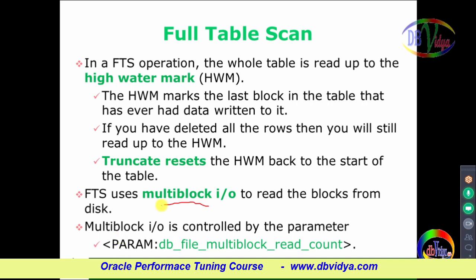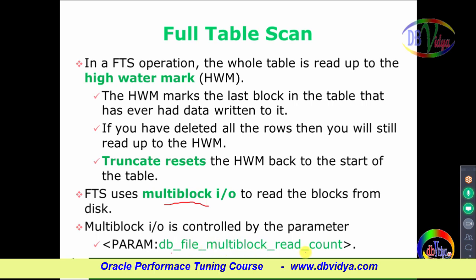So, how to make full table scans faster? Sometimes we can't avoid them. We need a full table scan, but can we make it faster? Yes. There is a parameter called DB file multi-block read count. If you set it to 16, then in one IO, 16 blocks are brought. If you set it to 32, it should always be 2 power n. If you set it to 32, 32 blocks are brought. In this way, you can make full table scans perform better. The DBA has to set DB file multi-block read count.